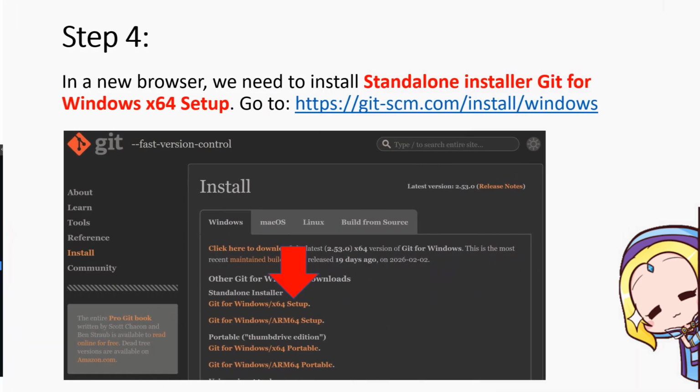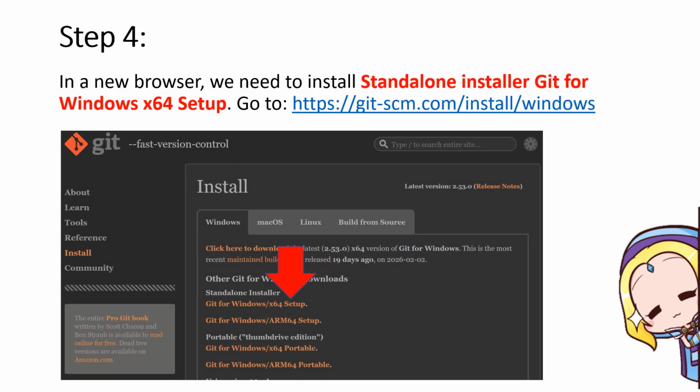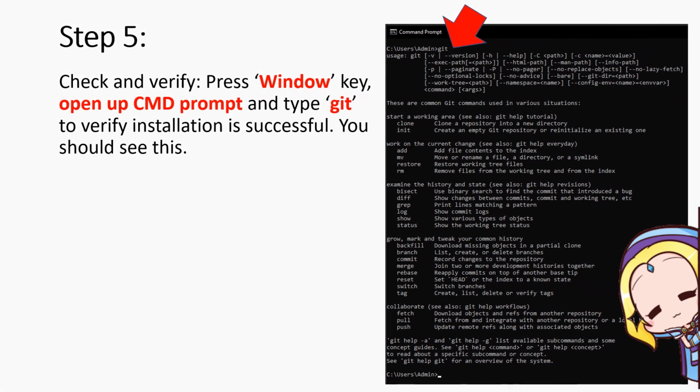Step 4 is where we install Git, which is required for VibeVoice. In a new browser, we need to install the standalone installer, Git for Windows x64 setup. Step 5 is verifying that you have installed Git correctly. Check and verify. Press the Windows key, open up the CMD prompt and type git to verify the installation is successful. You should see this.